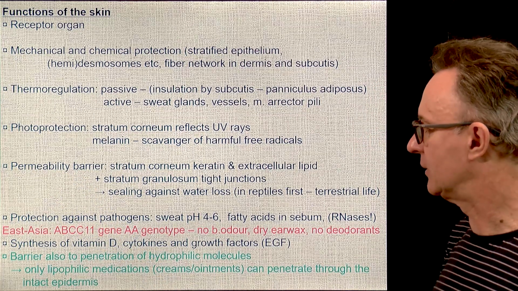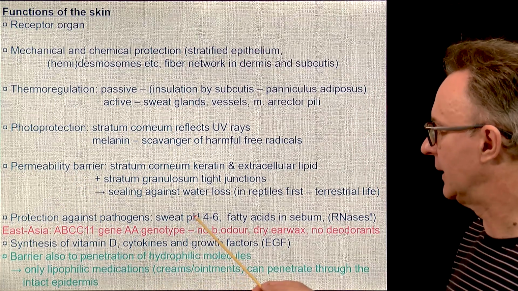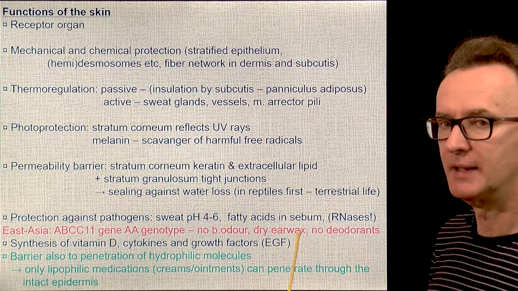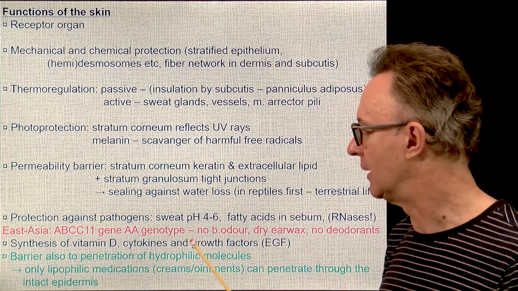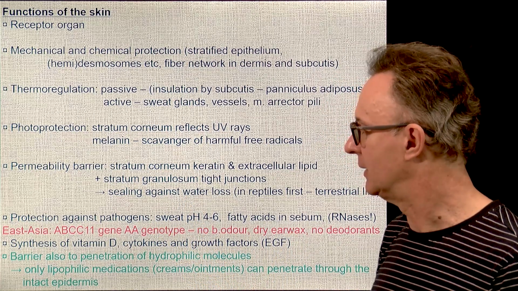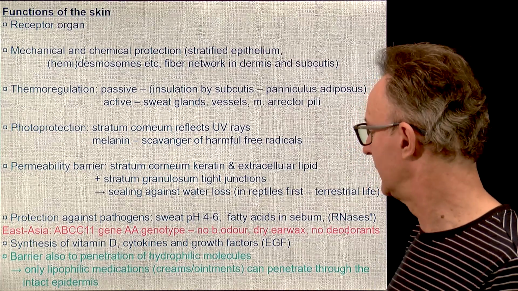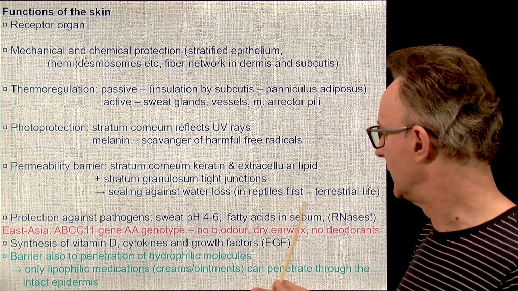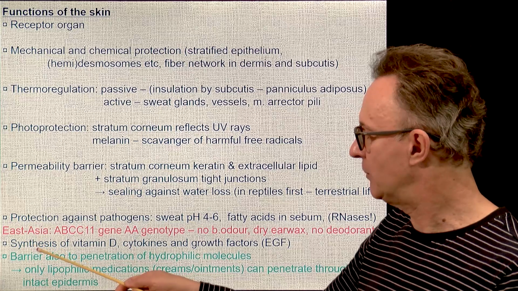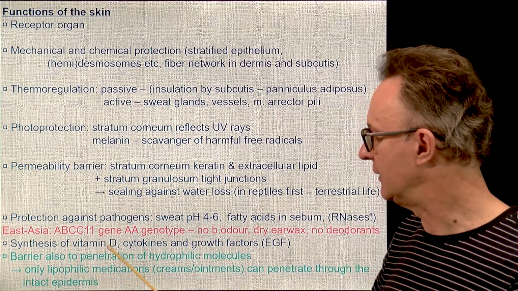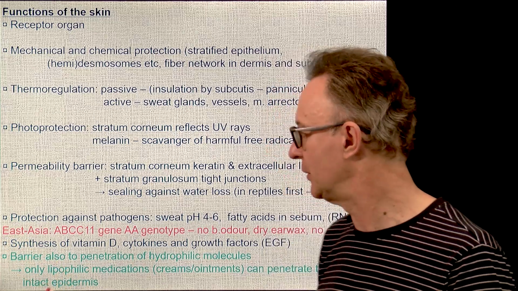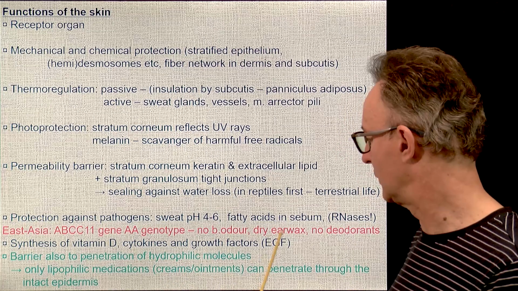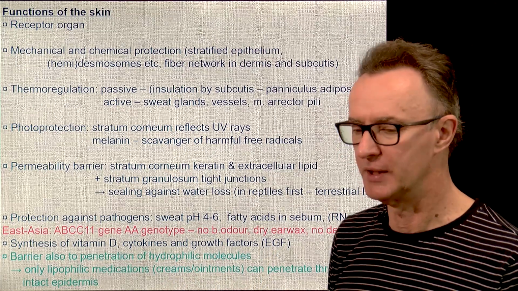Protection against pathogens is also important. On the skin we have a low pH because of the sweat and the fatty acids. We have also RNases, so we are able to break down the RNA, which is important for laboratory work in case of molecular biology. But now the kits are much more stable, so we don't need to pay much attention to this. We are able to synthesize several factors, vitamin D, for example, which is important, especially now against coronavirus, it seems. Other cytokines and growth factors, such as the epidermal growth factor, are important in tumorigenesis.